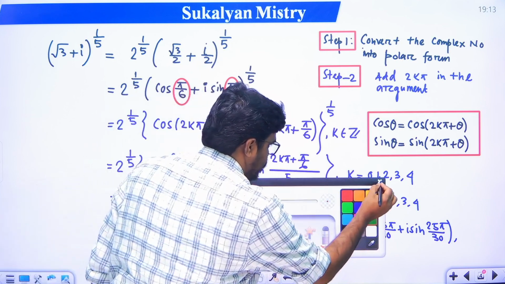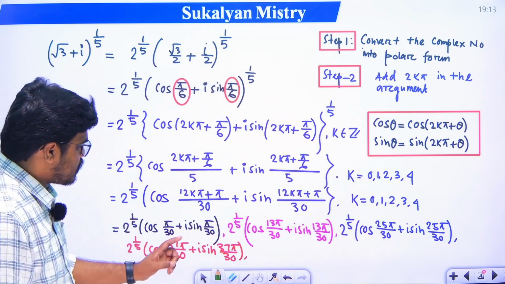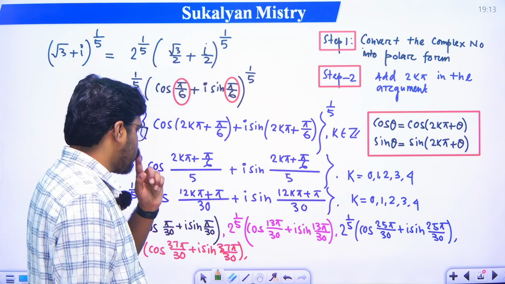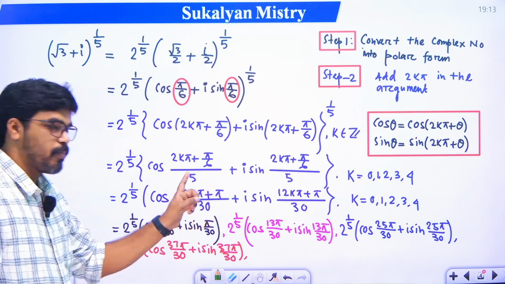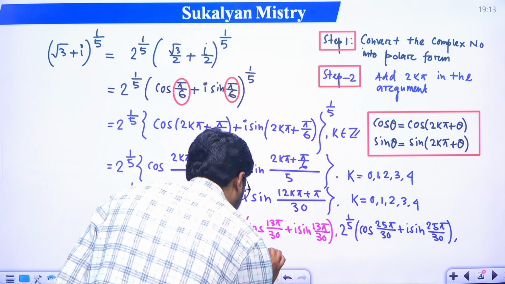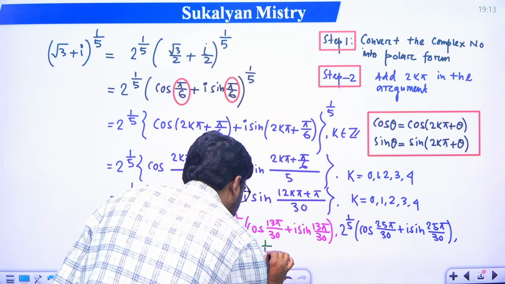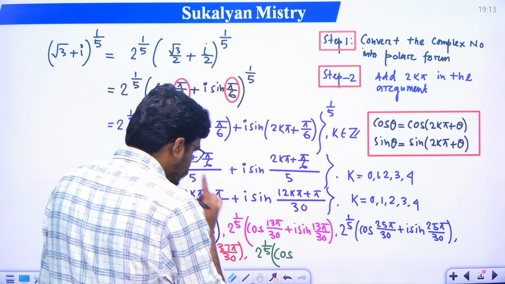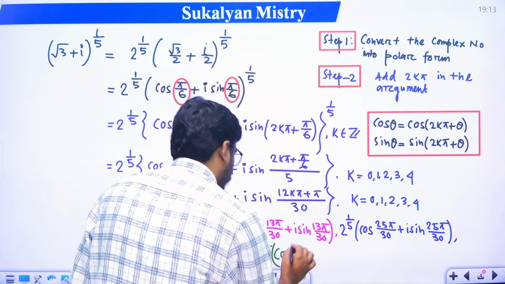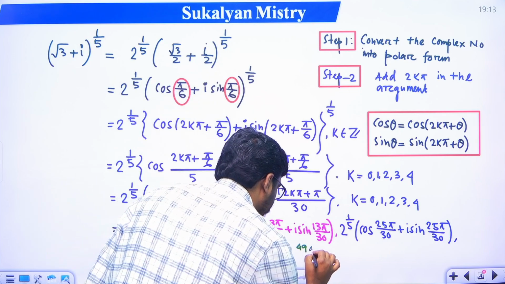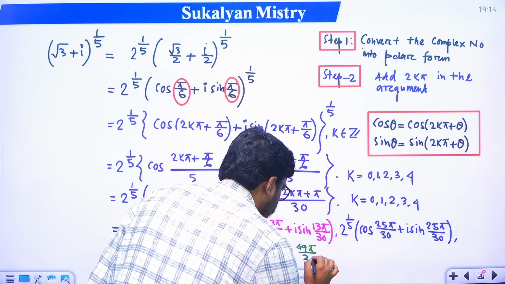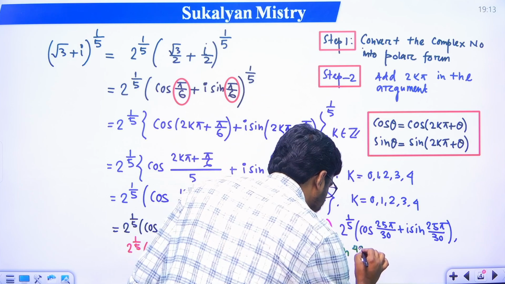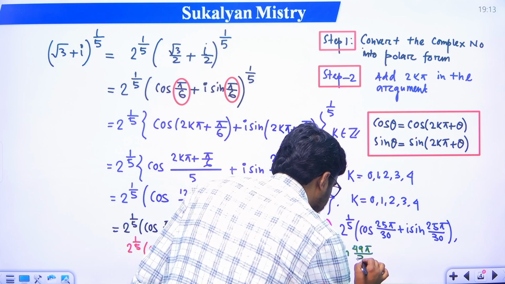Okay, so next, if we put k is equal to 4, so 12 into 4, that is 48. 48 pi plus pi, that is 49 pi. So 2 to the power 1 by 5 into cos 49 pi by 30 plus I sin 49 pi divided by 30.